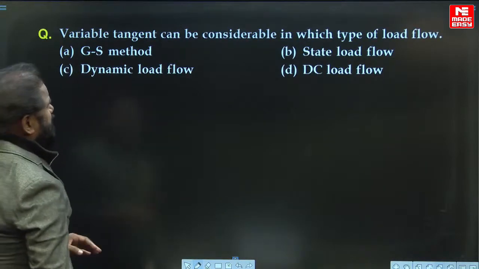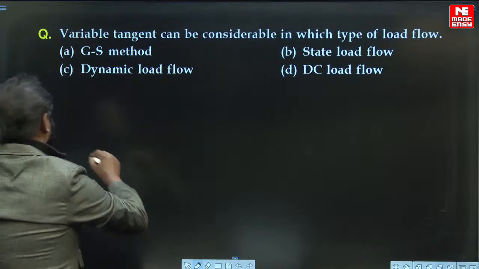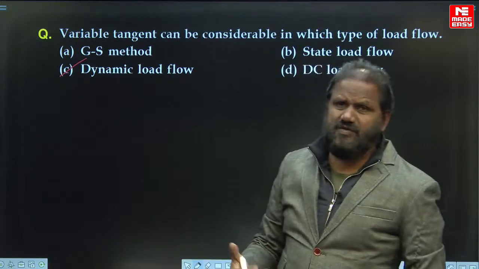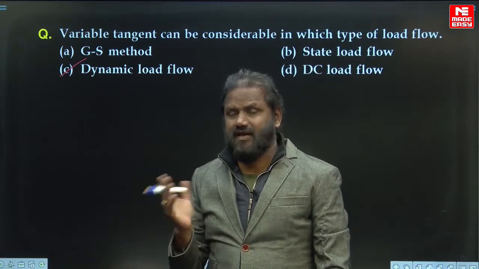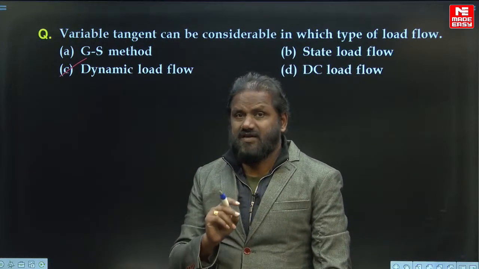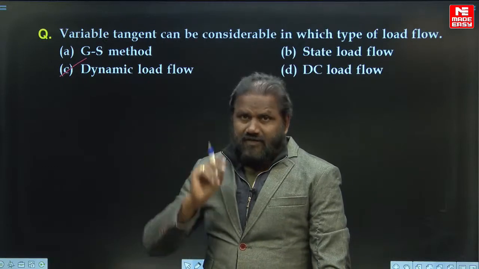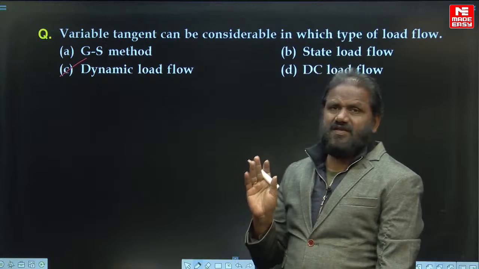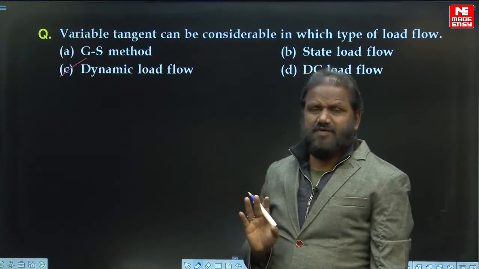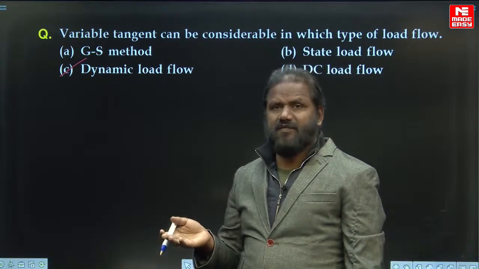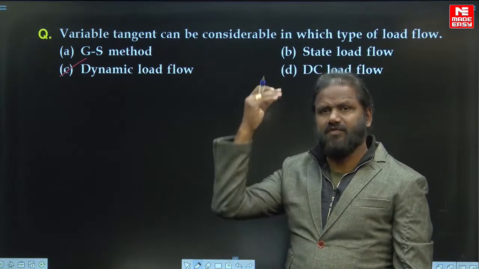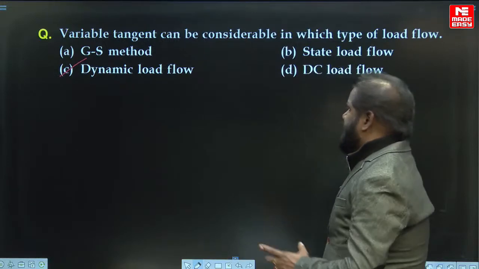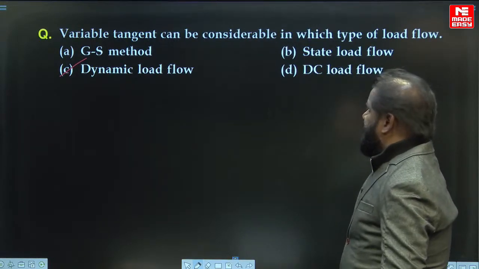Variable tangent can be considered in which type of load flow? Dynamic load flow. Variable tangent means the slack bus can be changed. Alteration of the slack bus is possible in the Newton-Raphson method. Listen carefully: the selection of slack influences the convergence in the Gauss-Seidel method, where the slack bus is fixed. A fixed slack bus means a fixed tangent. Variable tangent means the slack is not fixed and changes from time to time. So variable tangent is accessible with the Newton-Raphson method. Therefore dynamic load flow is the answer.